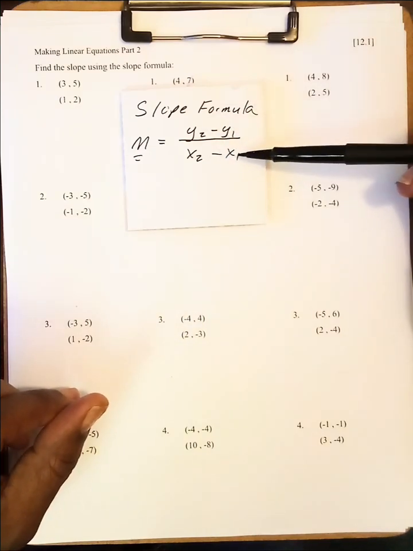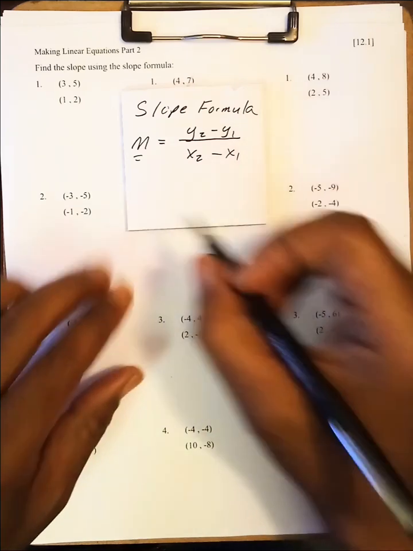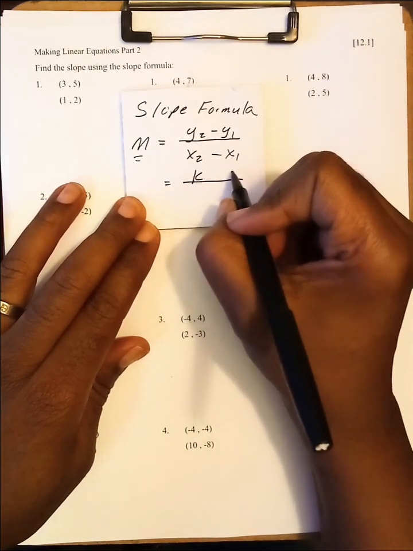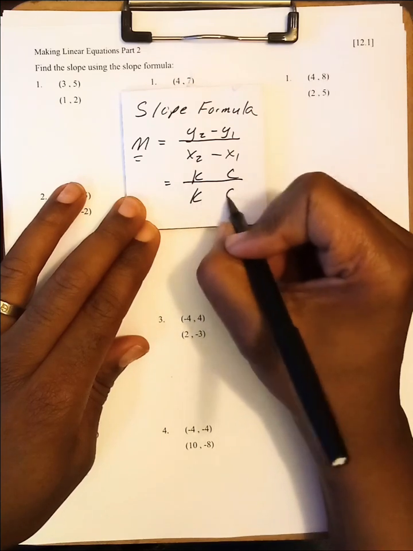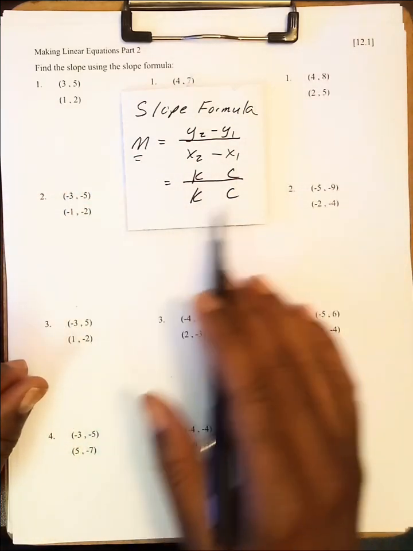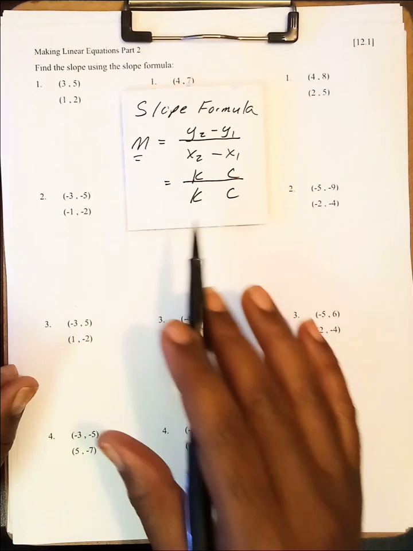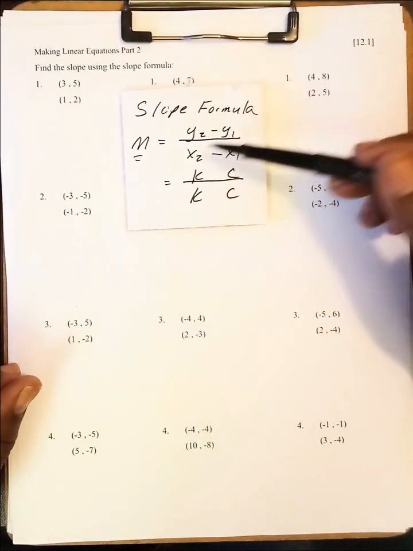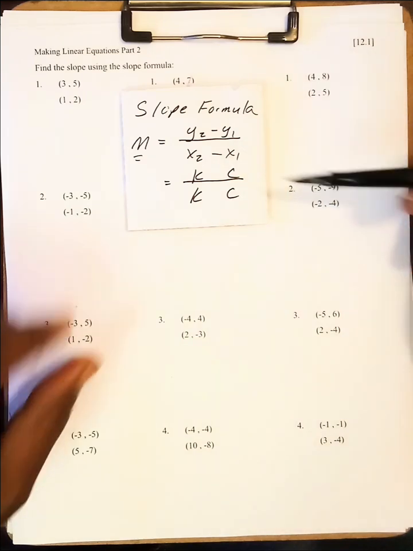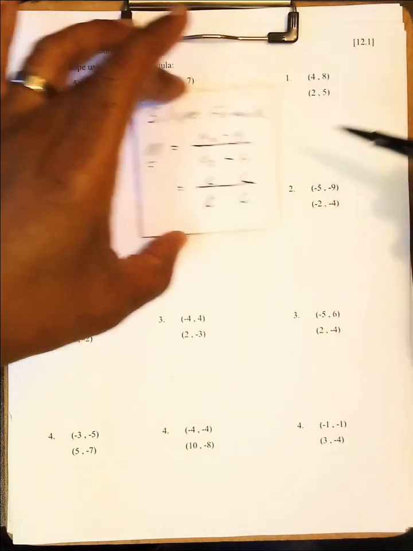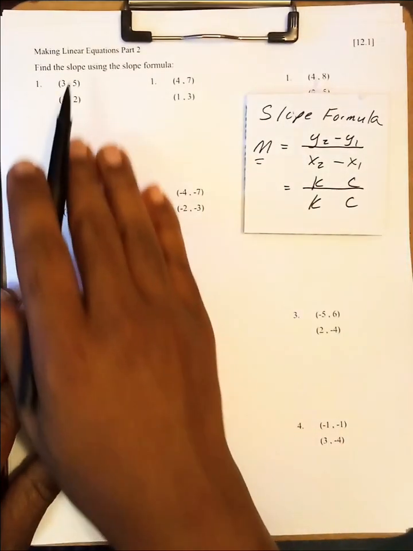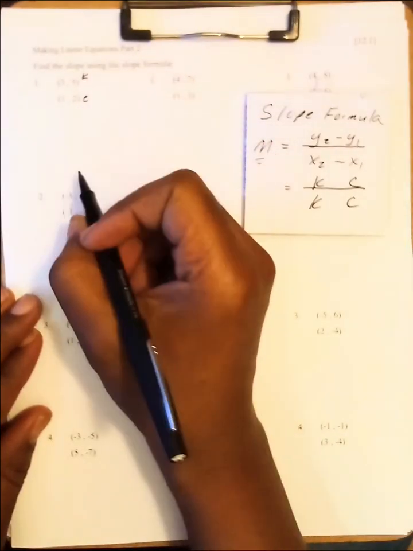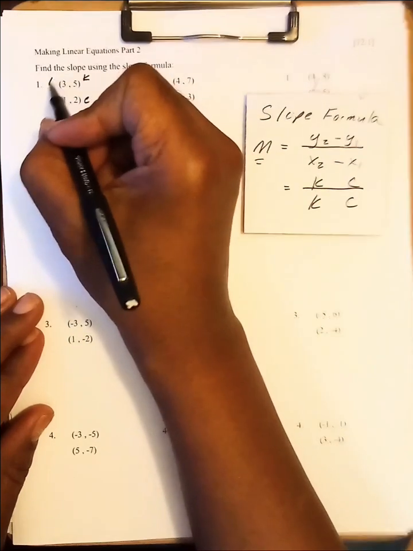minus x1. I simplified this process to say what we're going to do is a keep and change, a keep and change. These keep and changes are going to give us the slope, the same results as using y2 minus y1 over x2 minus x1. So here's the keep and change method. Here are points, and I'm going to write keep here and change there. Then on the other side, keep and change.